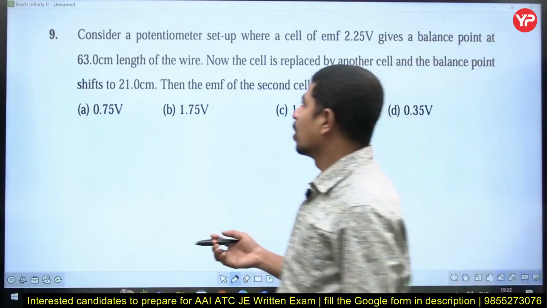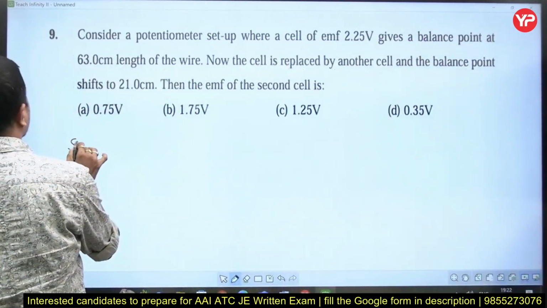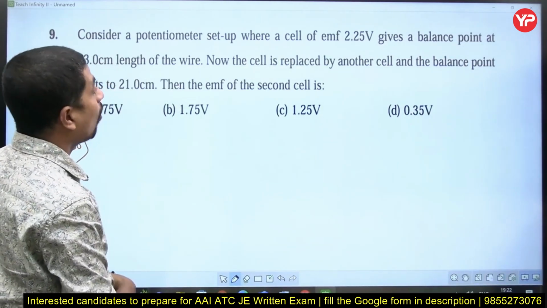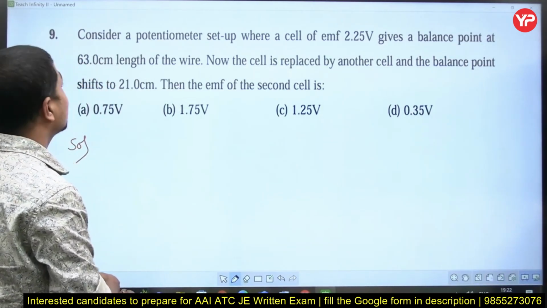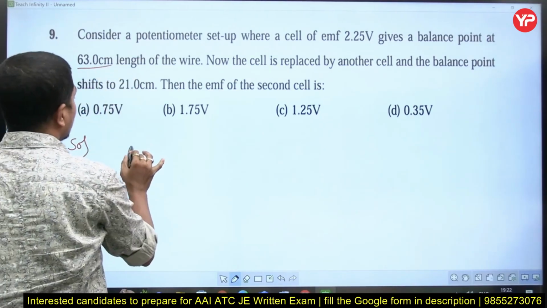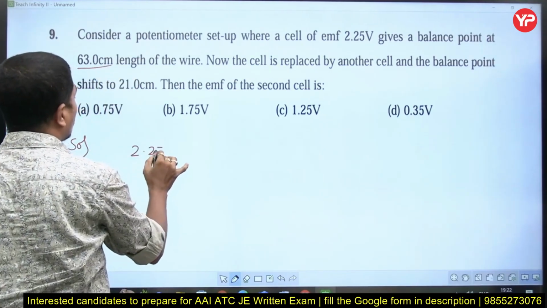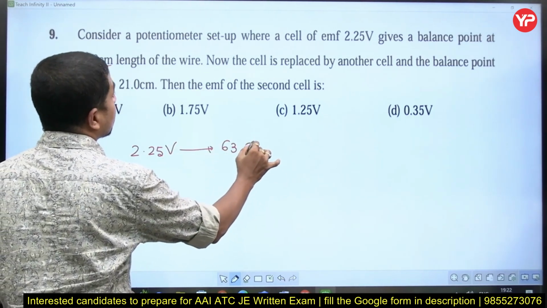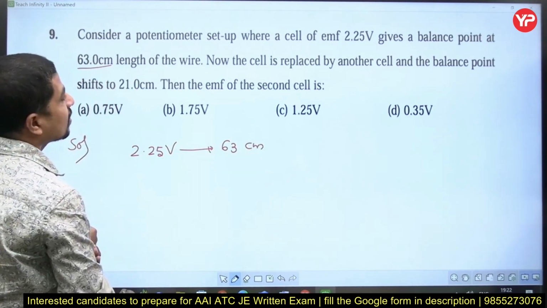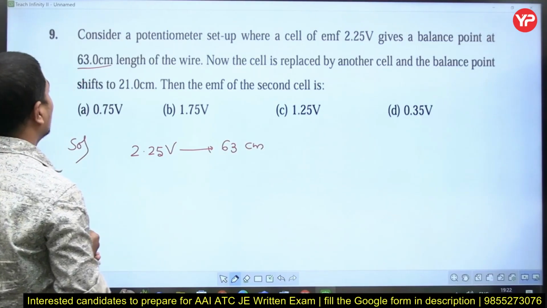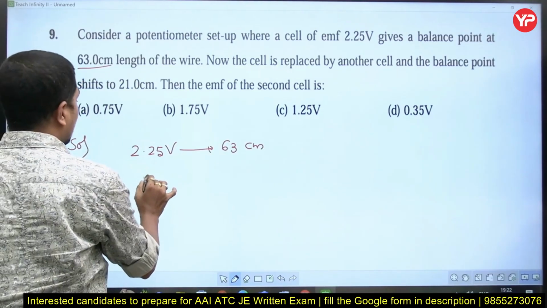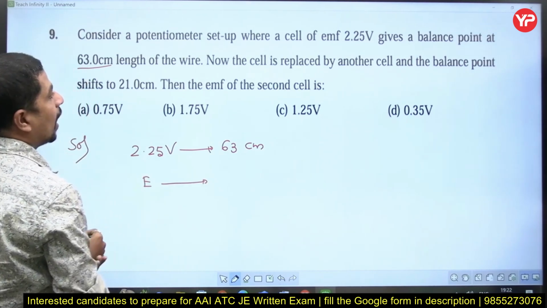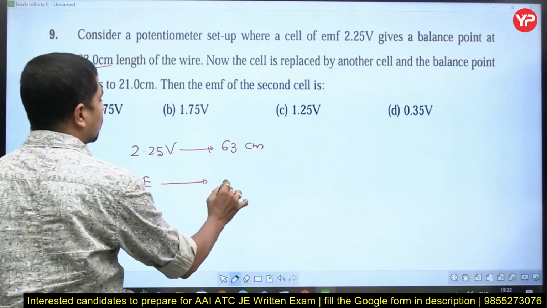Okay. Now he is saying potentiometer. One more question. Consider a potentiometer setup where a cell of EMF 2.25 gives a balance at a point of 63 centimeters. He is saying that 2.25 volts we are getting balance at 63 centimeters, right? Now the cell is replaced by another cell. So he is saying that another cell E is taken, and the balance point shifts to 21 centimeters.